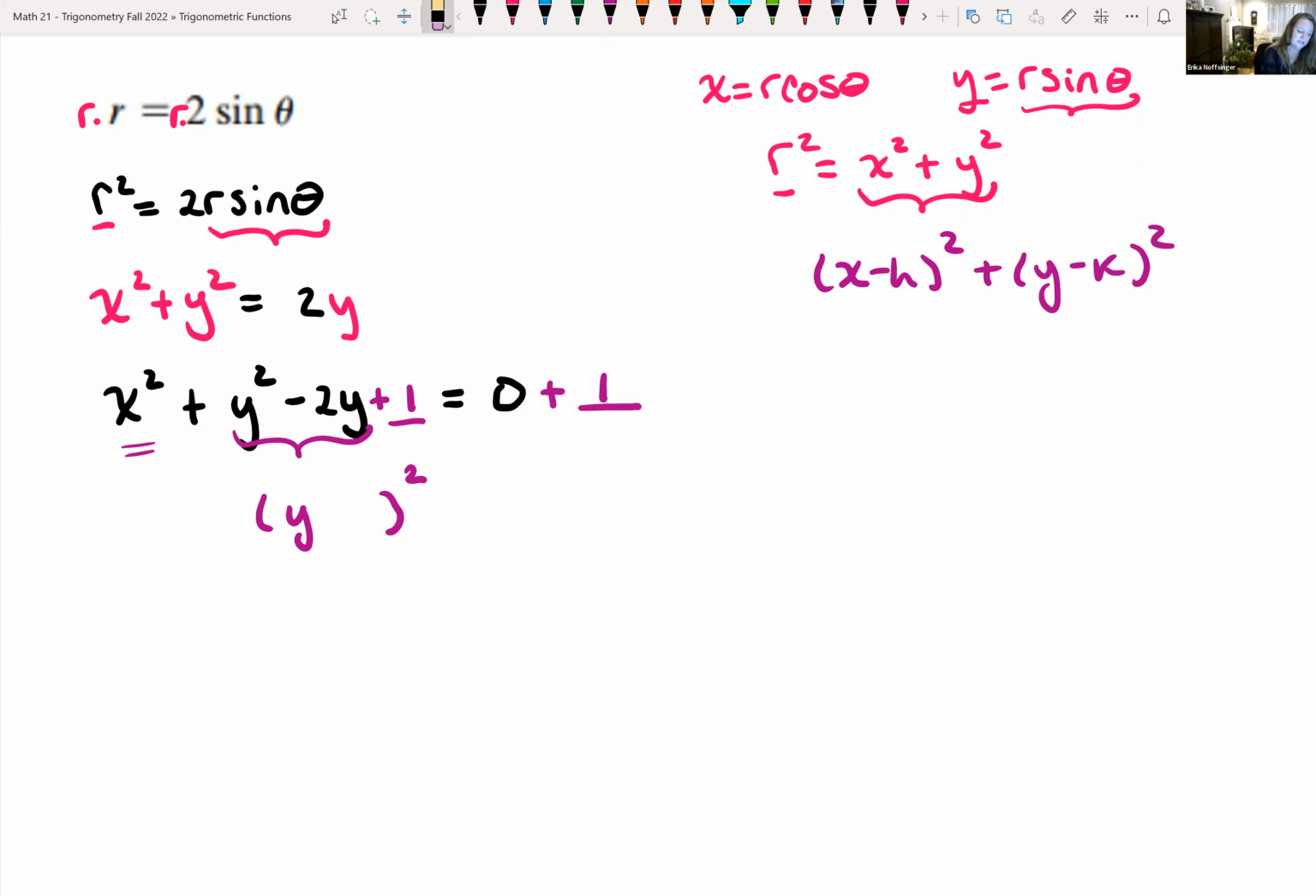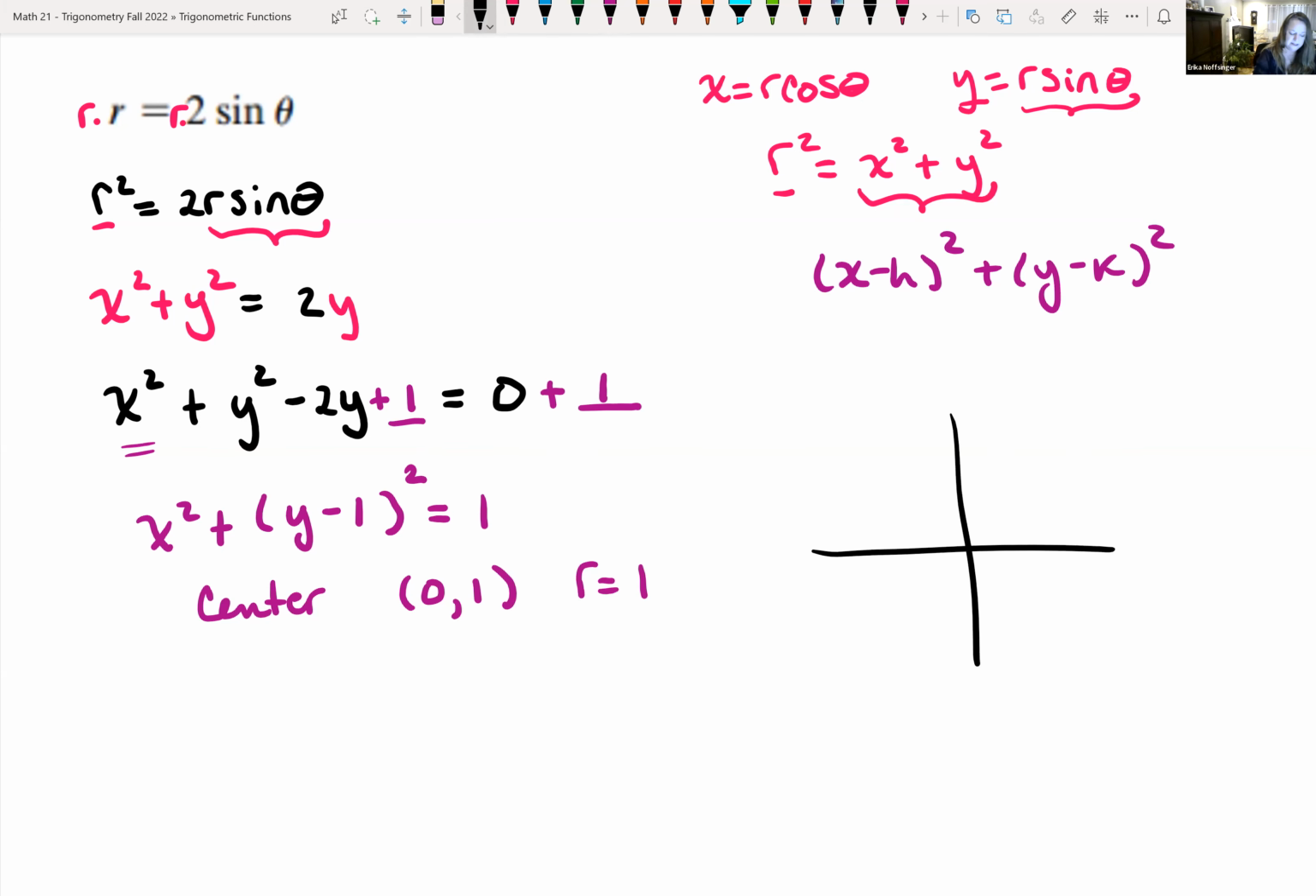And so now we have this perfect square here. We said that negative 1 was the same number we multiplied to give us 1 and add to negative 2. And we have our x squared here plus, and this is now equal to 0 plus 1, which is 1. So this is now in the form that I know what my center is. My center is 0, 1, and R is equal to 1.